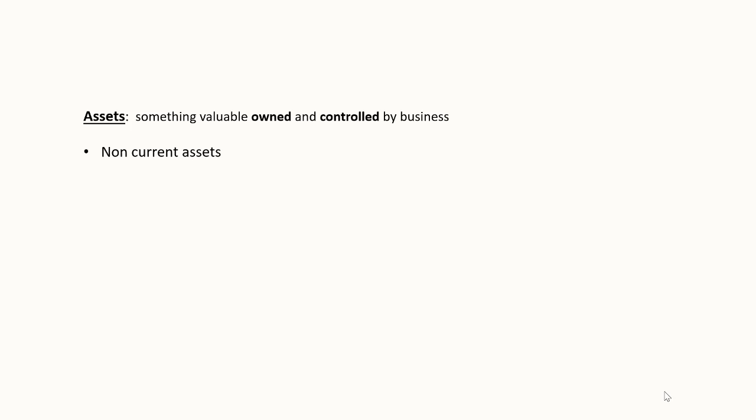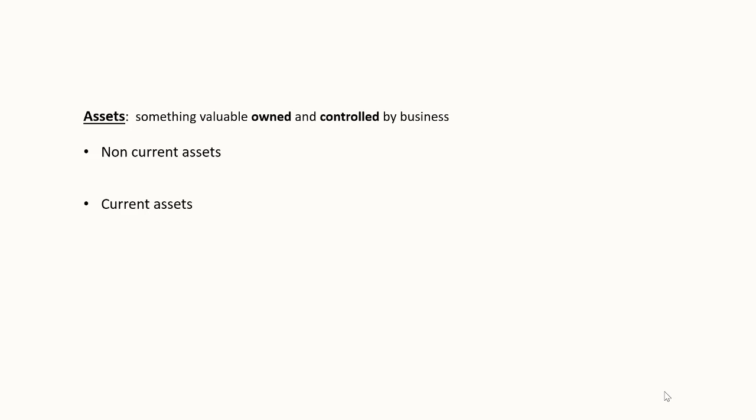So what are assets, liabilities and capital or owner's equity that form the statement of financial position? Assets: something valuable owned and controlled by a business. So it's anything owned by a business having a value. Assets can be divided into two main categories: non-current assets and current assets.